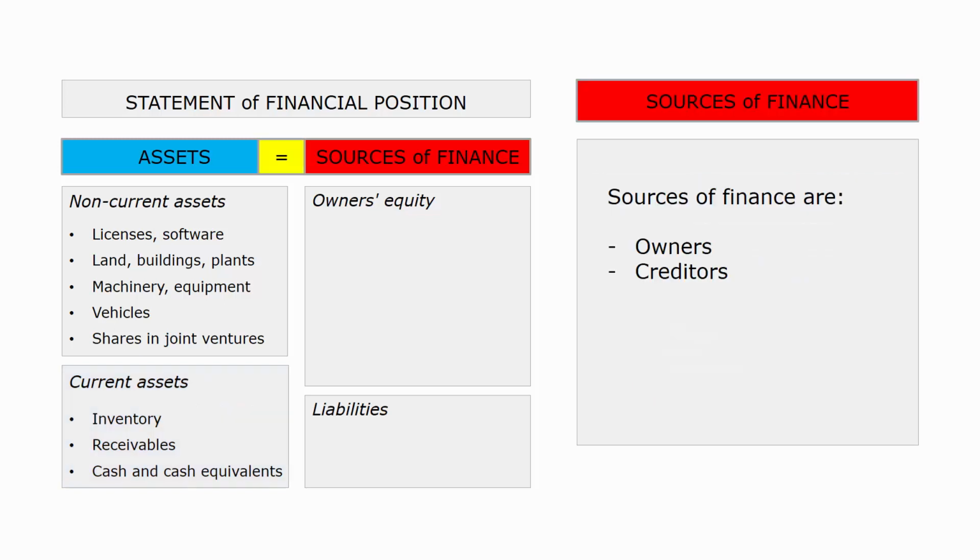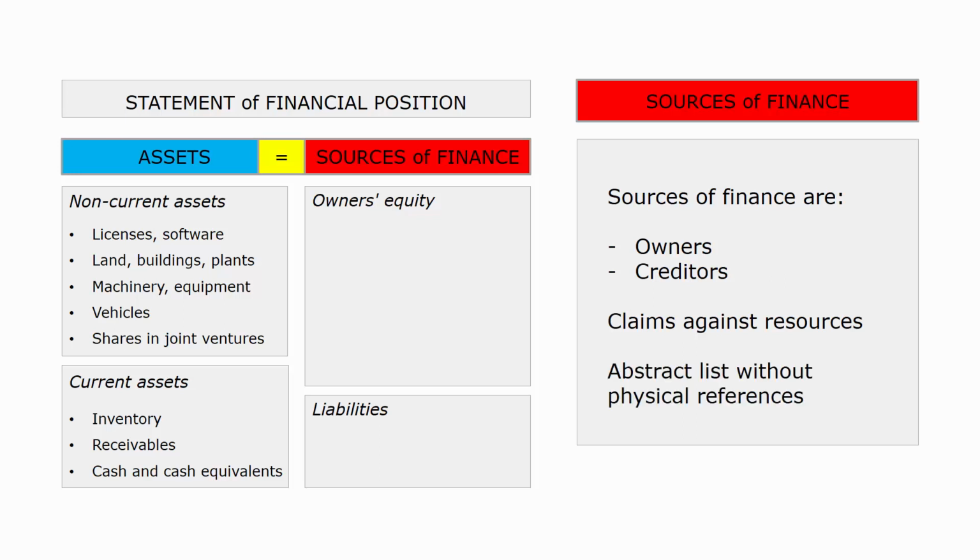The sources of finance are listed on the right-hand side of the Statement of Financial Position, or balance sheet. 2 broad sources of finance can be distinguished. Those related to the owners, the equity, and those related to creditors, the liabilities. As providers of funds, both groups have interests in the company and hold claims against the company, but with different priority.